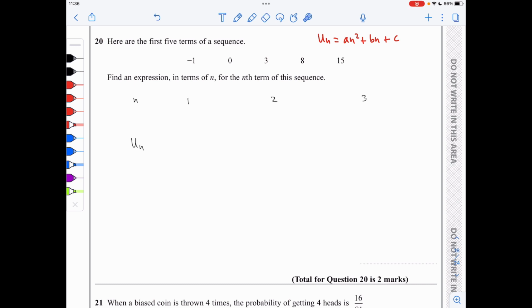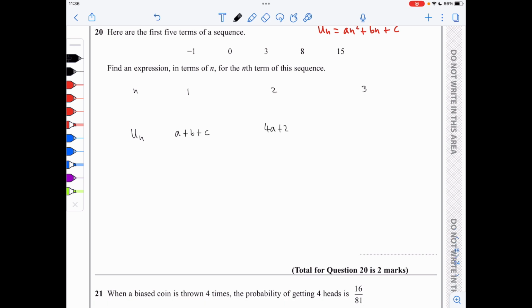We've got the first 3 terms, 1, 2, 3, and I'm gonna put the nth term here below the position. So when n is 1, this expression gives me a plus b plus c. When n is 2, we get 4a plus 2b plus c. And when n is 3, we get 9a plus 3b plus c. If I do the differences, it's 3a plus b and then 5a plus b. And then once more, the differences will give me 2a.